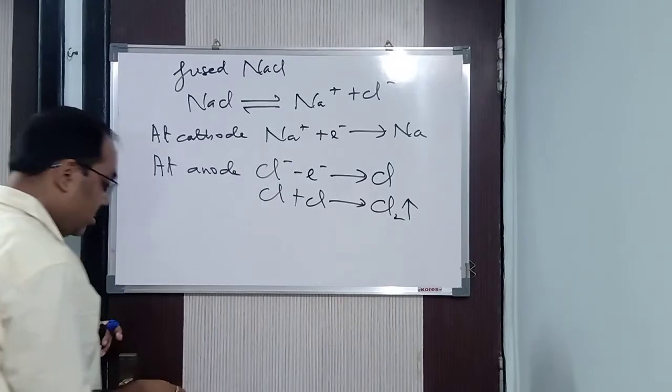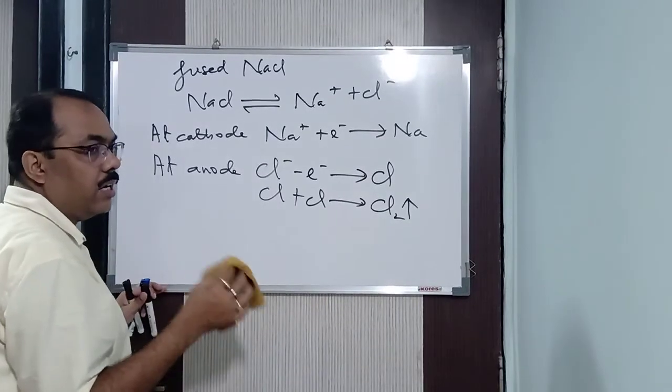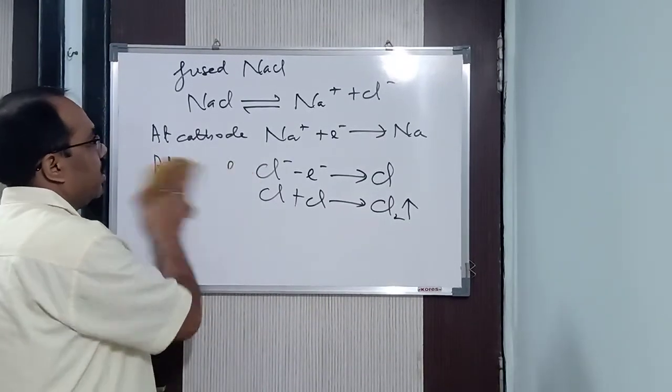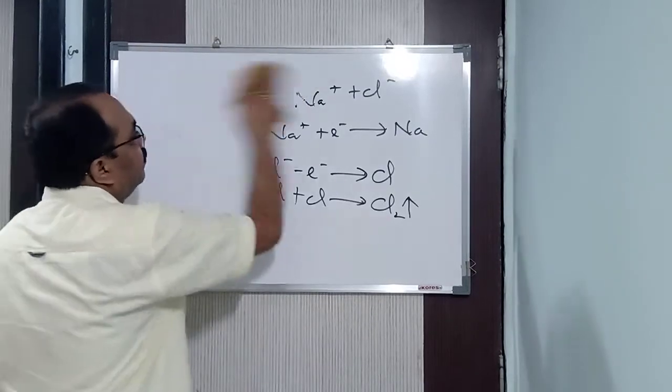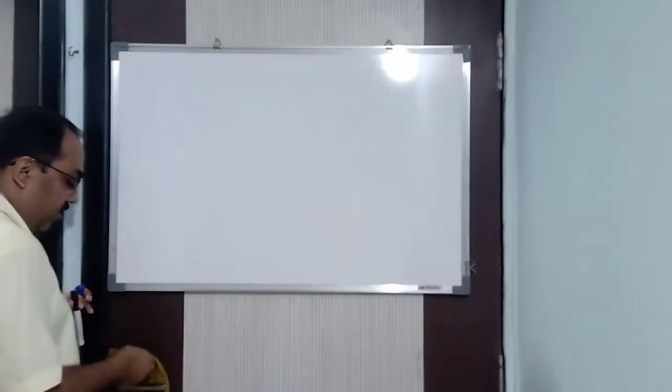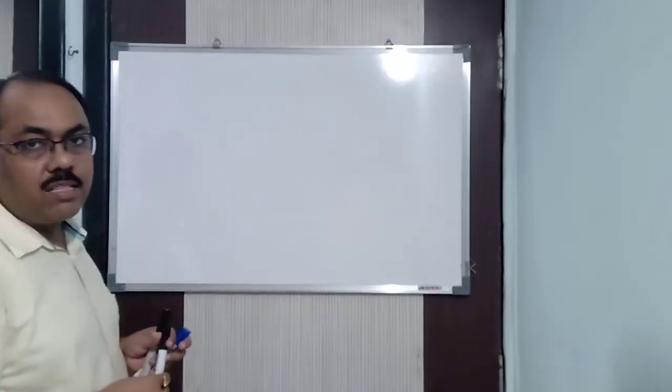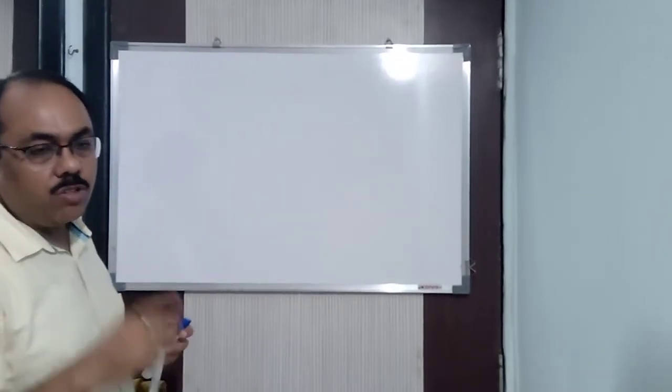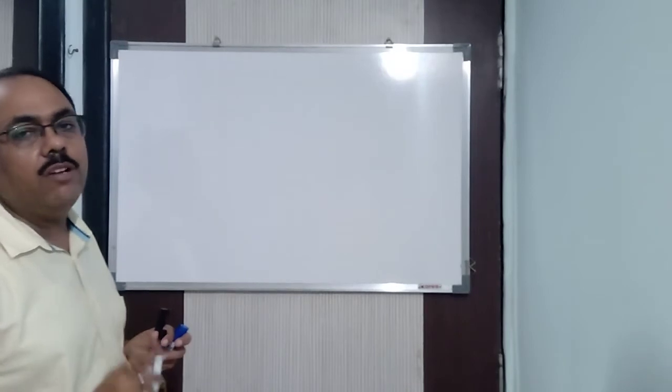So you got these reactions when fused sodium chloride undergoes electrolysis. Next, we will see the electrolysis of dilute sulfuric acid, or acidulated water. Electrolysis of acidulated water or dilute sulfuric acid.